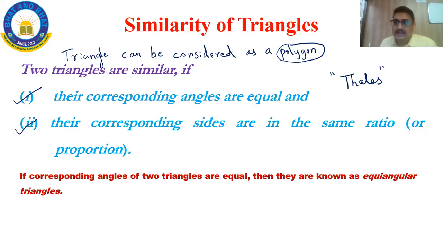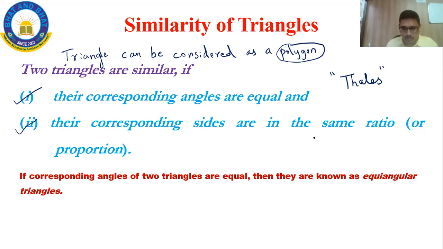What is an equilateral triangle? If all the sides of two triangles are equal, then we call them equilateral triangles. Similarly, if corresponding angles of two triangles are equal, then they are known as equiangular triangles. In an equilateral triangle, all the sides are equal and angles are equal to 60 degrees. But what if angle A is 50 degrees, angle B is 60 degrees, and angle C is 70 degrees, and it is the same for both the triangles? In that case, we call the two triangles equiangular. That means corresponding angles are equal to each other.